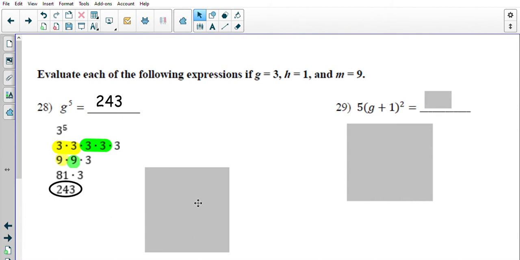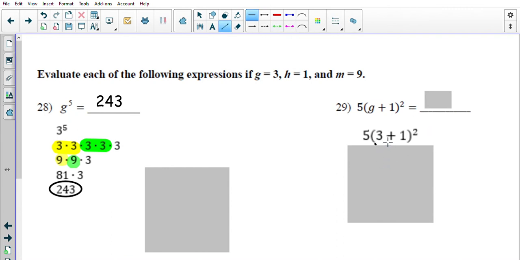All right, let's take a look at 29. We've got 5 and then in parentheses g plus 1 to the 2nd power. So first things first, replace g with 3. So again, we replace g with 3. You're not going to write 3g there. We're not talking about old school cell phones or anything. Replace g with 3. Now follow the order of operations.